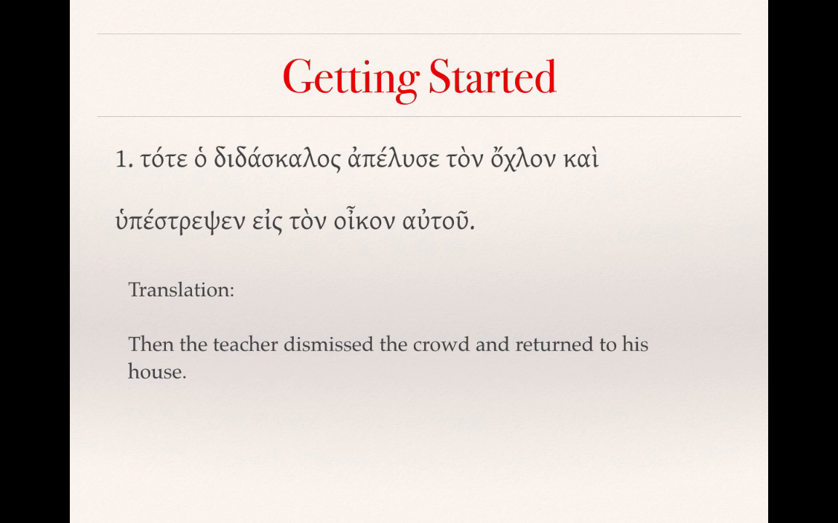And so eis tan oikan is accusative. It's accusative because it follows eis. And autu, as I mentioned earlier, is masculine singular genitive. It is modifying oikon. It tells us whose house it is. And its antecedent, the word that it's standing in for, is teacher, ha didaskalas.